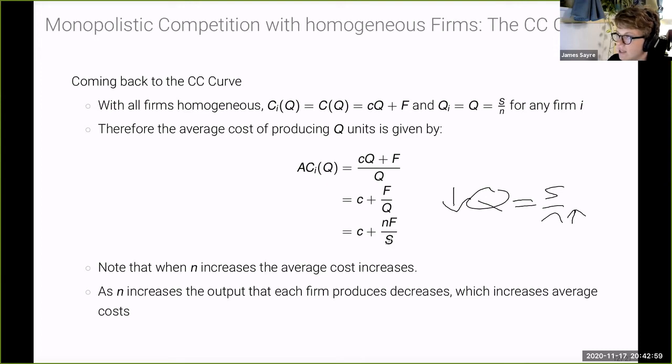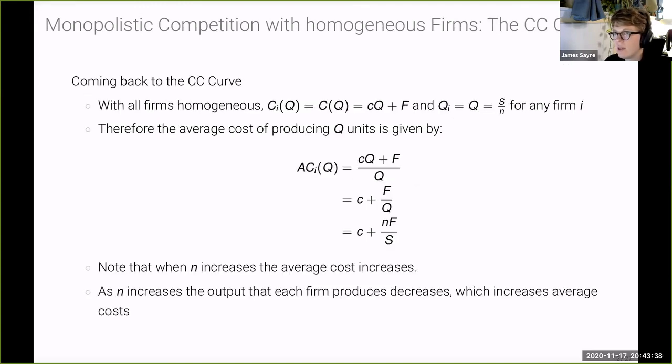Okay. Likewise, you can see that S has the opposite effect. So if we increase S, that's going to decrease average costs, and the reason is going to be reversed. If S increases, then each firm is producing a higher quantity, and it can spread out the fixed cost more among the higher quantity of goods it's producing. And so it makes sense that as S increases, the average cost would decrease.